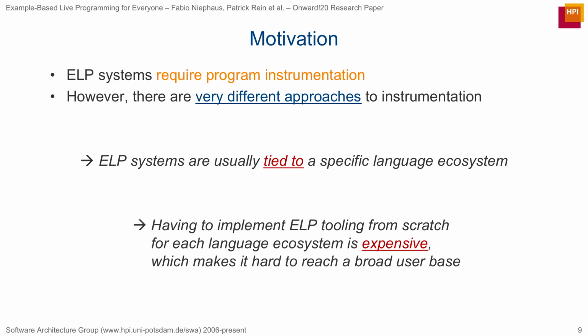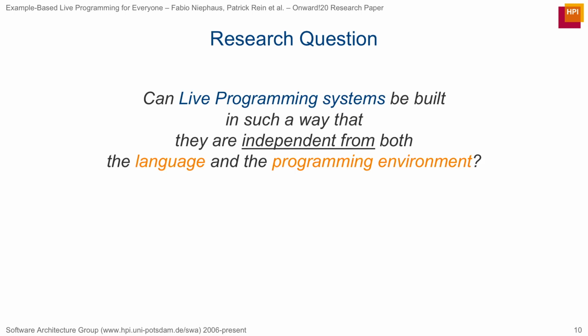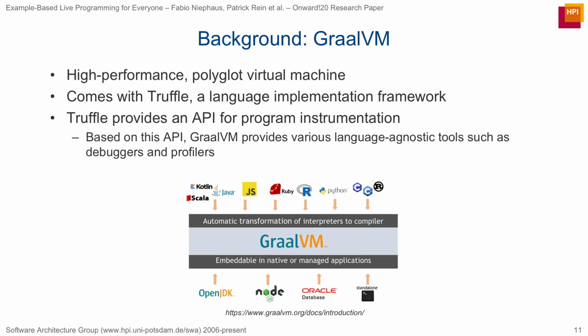So the research question that we asked ourselves was, can live programming systems be built in such a way that they are independent from both the language and the programming environment? To give you some background, let me introduce you to GraalVM, a high-performance polyglot virtual machine. It comes with Truffle, a language implementation framework. In this framework, all languages supported by GraalVM are implemented. Moreover, Truffle has a dedicated API for program instrumentation.